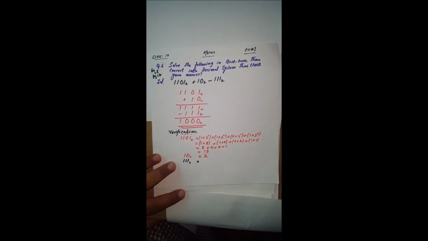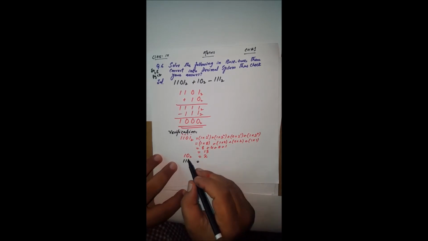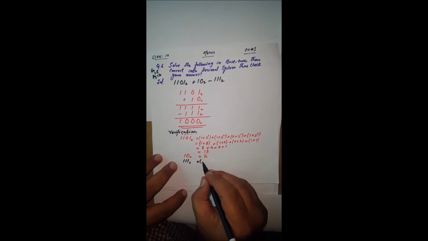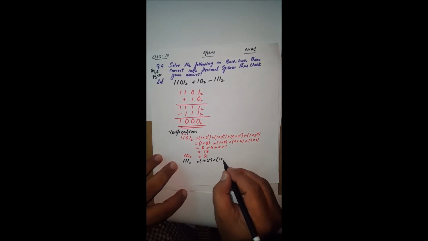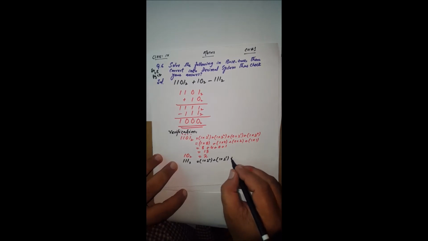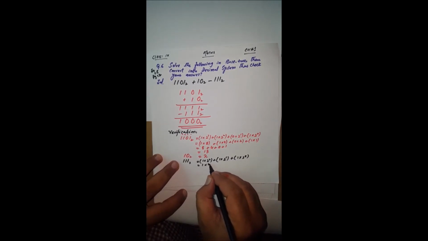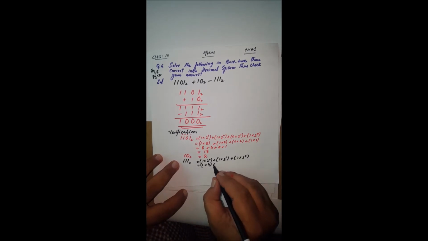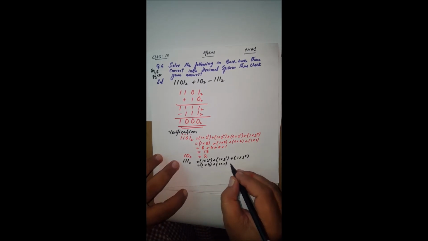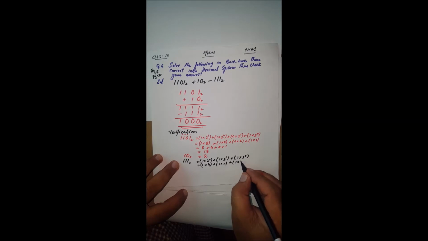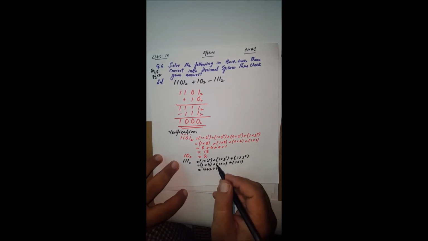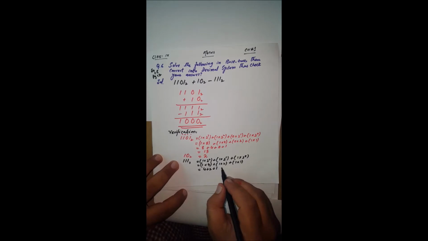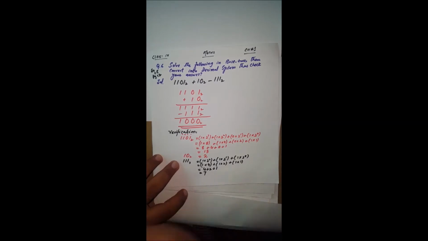Again, count the digits from the extreme right hand side: 0, 1, 2. 1 multiplied by 2 raised to power 2 plus 1 multiplied by 2 raised to power 1 plus 1 multiplied by 2 raised to power 0. 1 multiplied by 4 plus 1 multiplied by 2 plus 1 multiplied by 1. That is equal to 4 plus 2 plus 1. That is equal to 7.